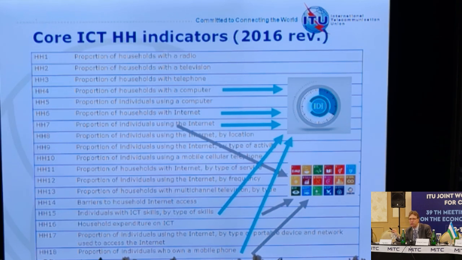And in addition, the IDI has the proportion of households with a computer, the proportion of individuals using a computer, and that's it. Right? Yeah, 5 indicators. So 3 for the SDGs and 3 plus 2 for the IDI.